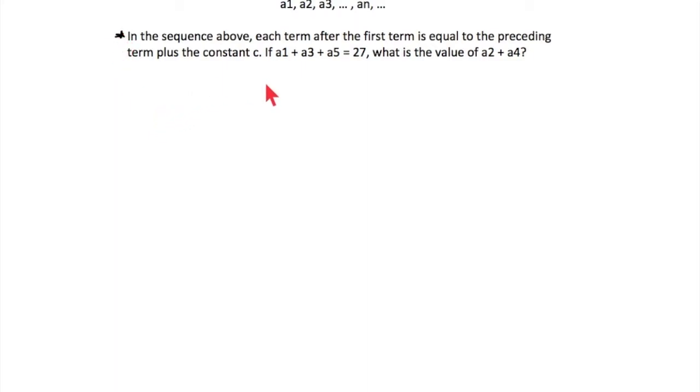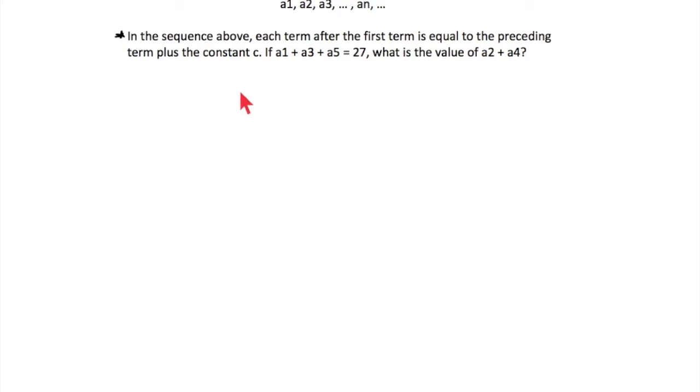In the sequence above, each term after the first term is equal to the preceding term plus the constant c. If a1 plus a3 plus a5 equals 27, what is the value of a2 plus a4?